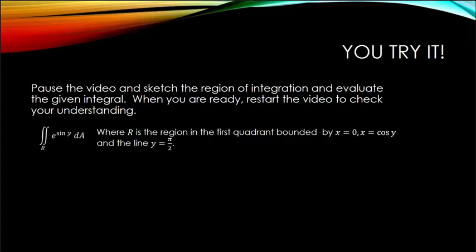I want to evaluate the double integral over the region R of e raised to the sine y power dA, where R is the region in the first quadrant, bounded by the lines x equals 0, x equals cosine y, and the line y equals pi halves.